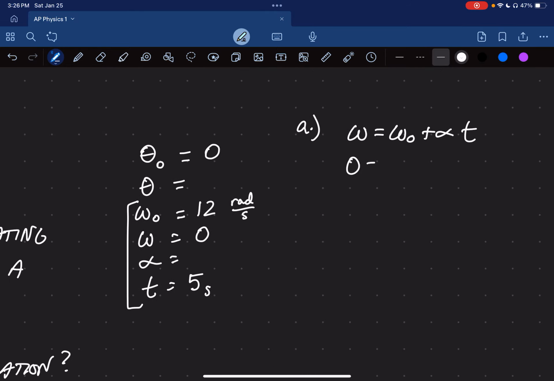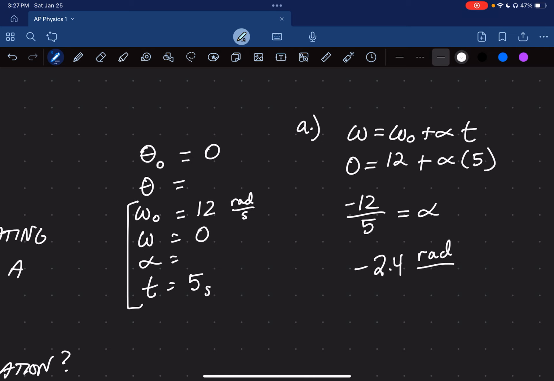And so we will start calculating. We'll do our substitution. And so this is negative 12 over 5, which is negative 2.4 radians per second squared. That is alpha.